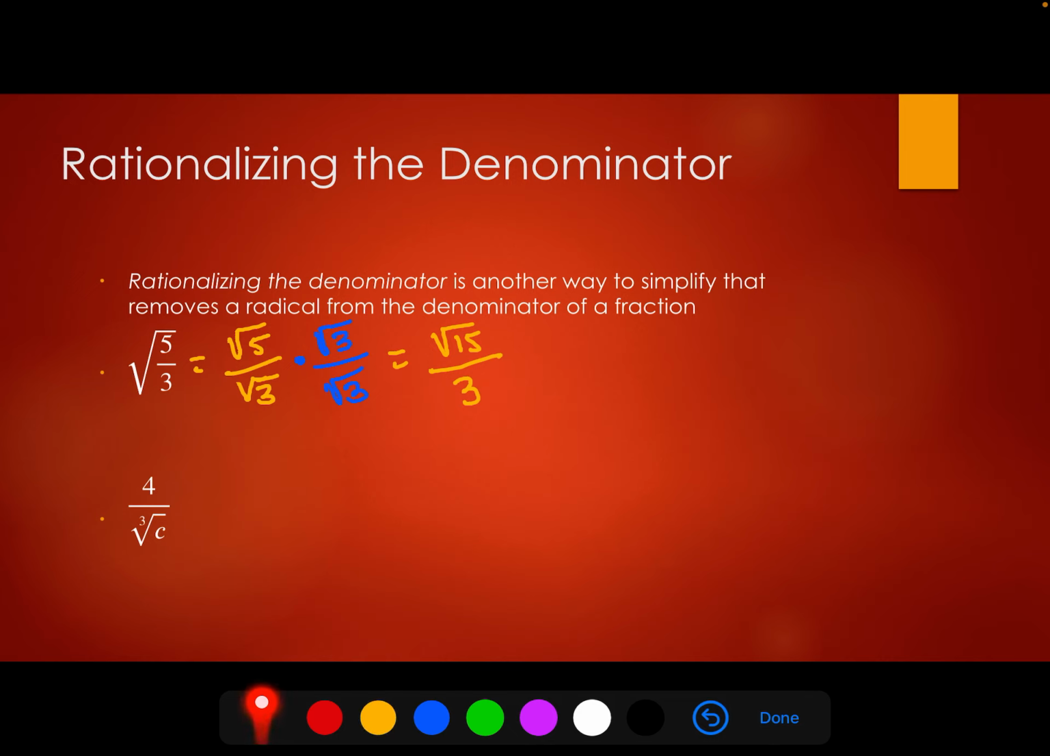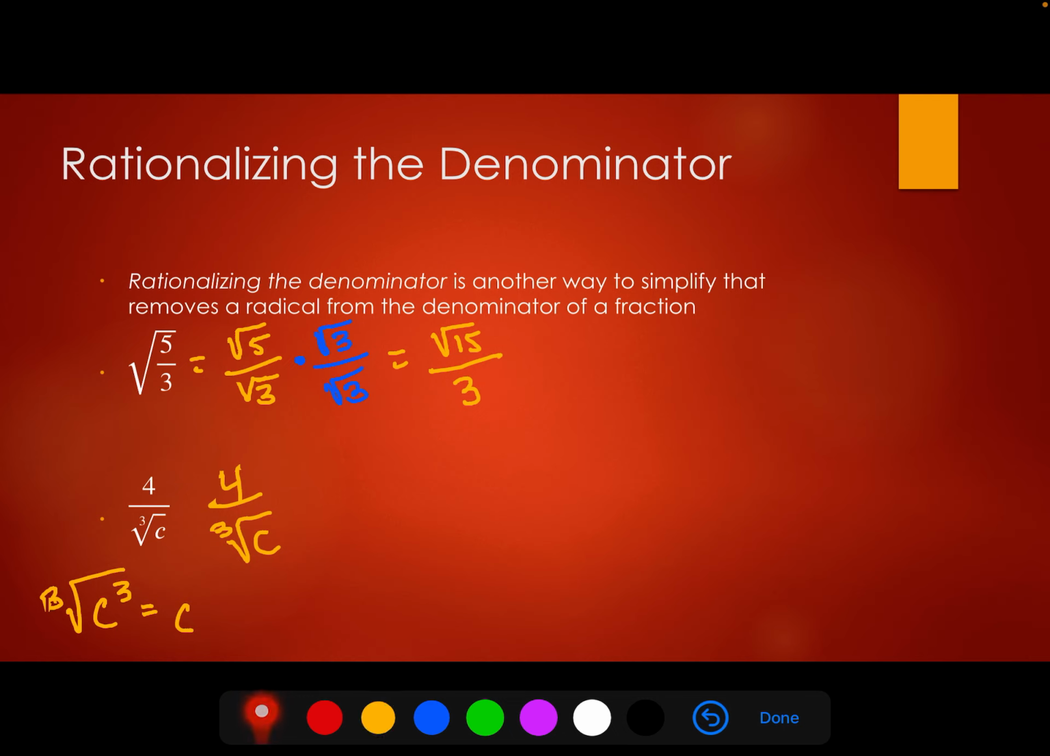Now let's take a look at how we would do it for our second example, 4 over the cube root of c. So we have 4 over the cube root of c. Now, in order to get rid of this cube root, we need to end up with a c cubed under our radical here. Because if we have the cube root of c cubed, this is equal to c. This power of 3 and that cube root kind of cancel each other out.